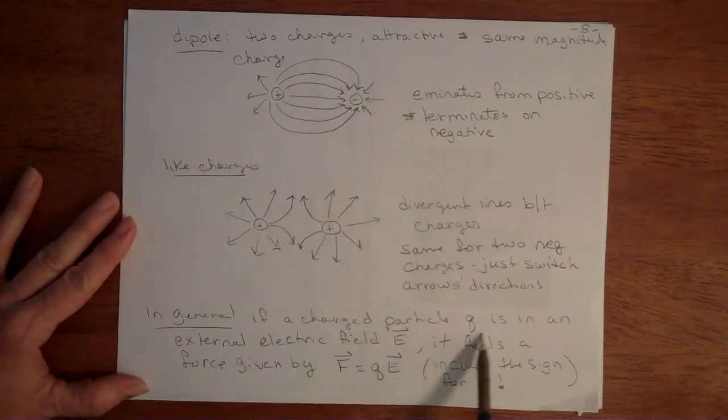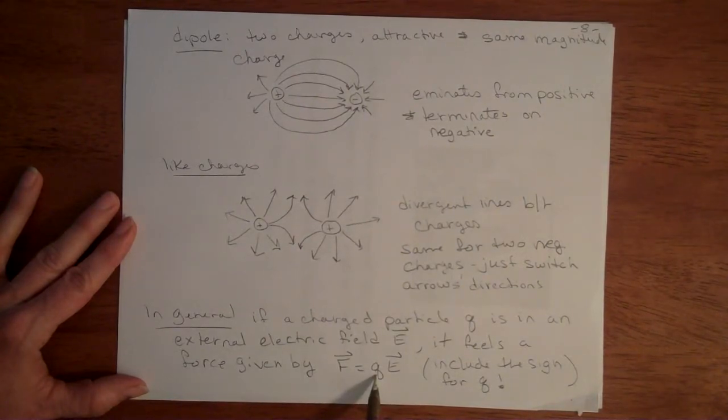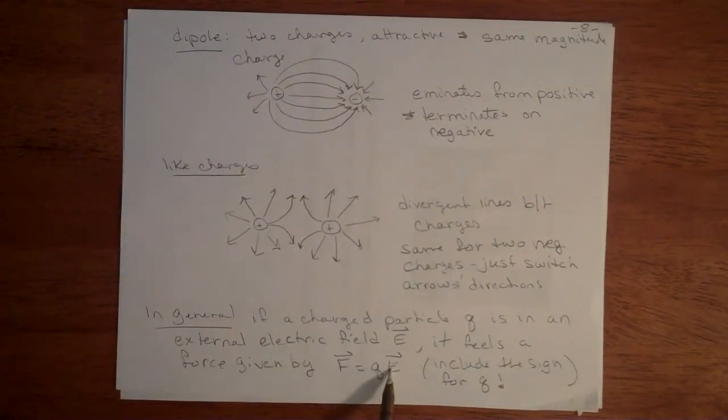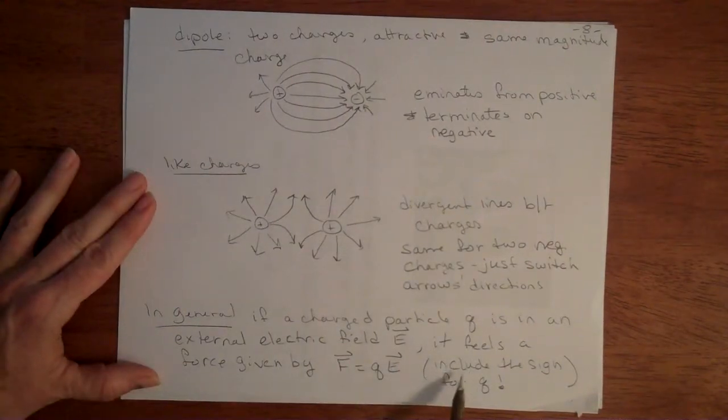In general, if a charged particle, little q, is in an external electric field E, it feels a force given by the equation F equals qE. This equation will always hold. If you know the electric field at some point in space and you want to place a charge little q there, then you will know exactly what the force on it is by multiplying the charge by the electric field at that point. This is a vector equation and you do need to include the sign for q here.